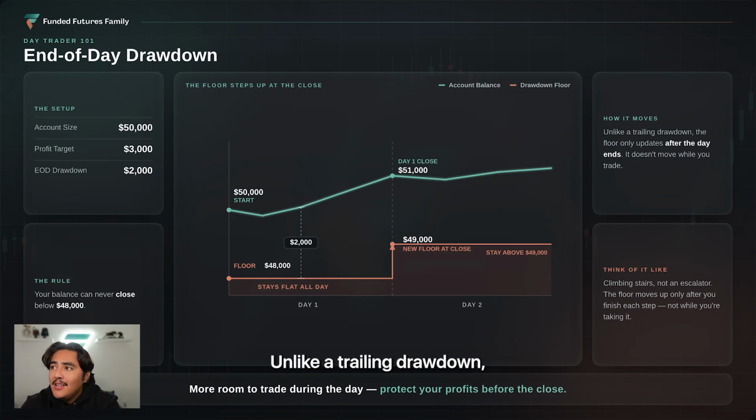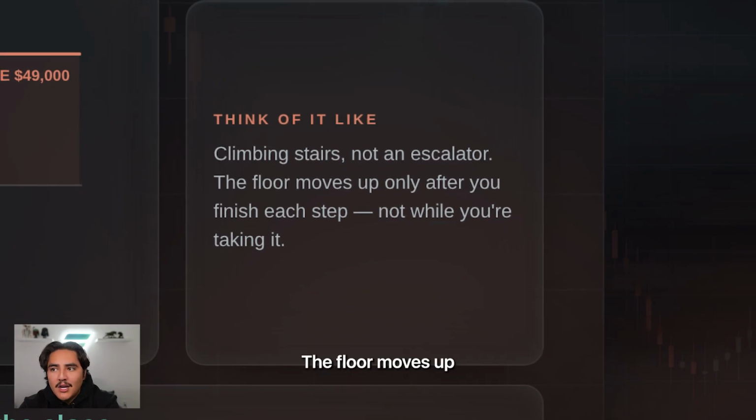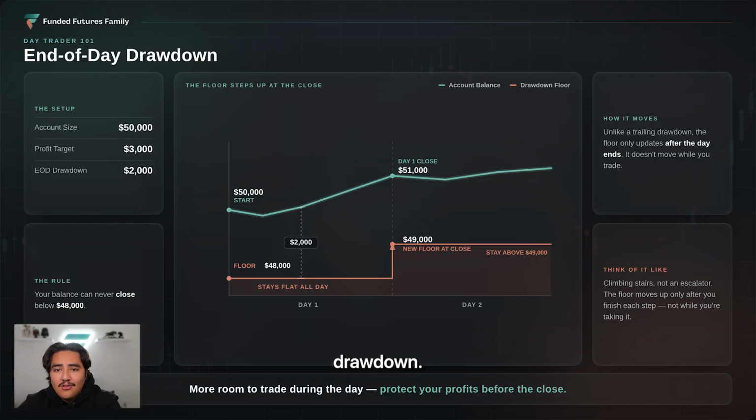Unlike a trailing drawdown, the floor only updates after the day ends. It does not move while you trade. Think of it like this: climbing stairs, not an escalator. The floor moves up only after you finish each step, not while you're taking it. So you'll have more room to trade during the day, and it protects your profits before the close of the day. That is the end of day drawdown.